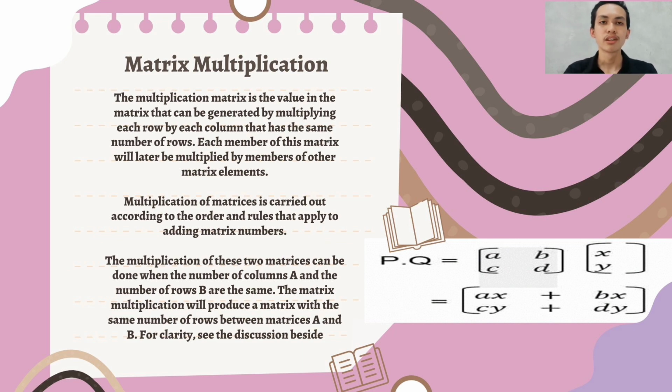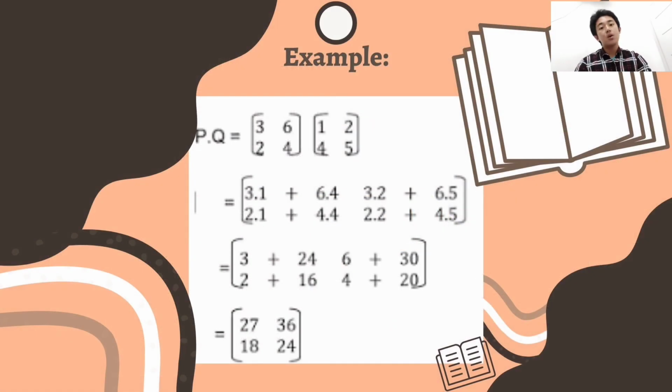[A, B; C, D] times [E, F; G, H] equals incremental [AE plus BG, ...; CE plus DG, ...]. So we have an example here, P matrix times Q matrix.